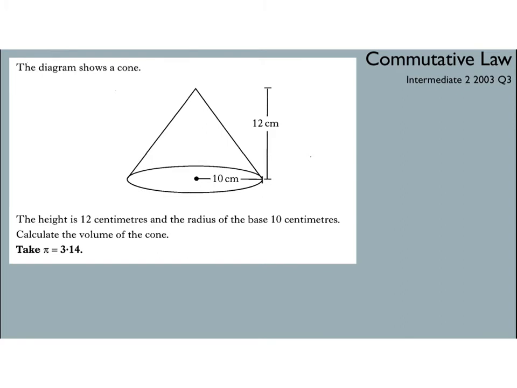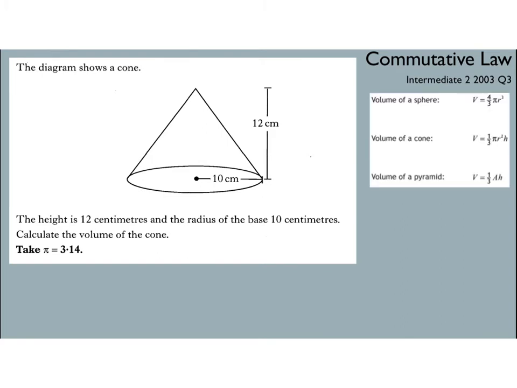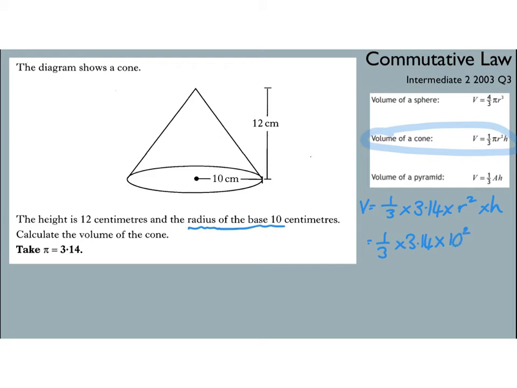Okay, here's your one with the cone. I've just popped in the formulas for you again. Here we go, the volume of a cone is there. So we're going to use that formula. First top tip, make sure you write it down correctly: 1/3 times pi times the radius squared times h. The radius is 10, 10 squared, times h, the height is 12, times 12.